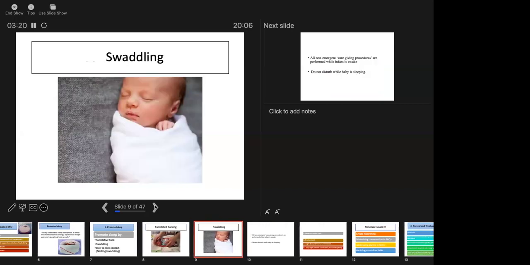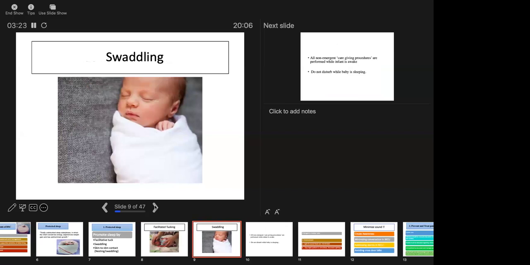Another measure which promotes sleep is called swaddling. Swaddling is wrapping the baby in a cloth. You have to make sure that both the upper limbs and lower limbs are in flexed position, and the upper limbs are in the midline at the level of the mouth. So this is called swaddling, and it is another measure which has to be employed in the NICU to promote sleep.